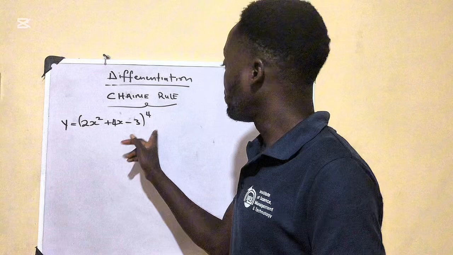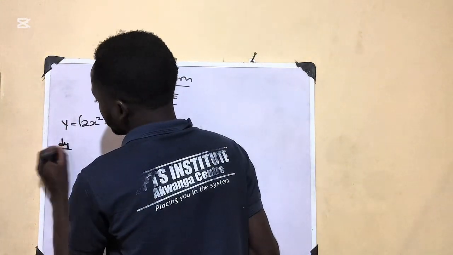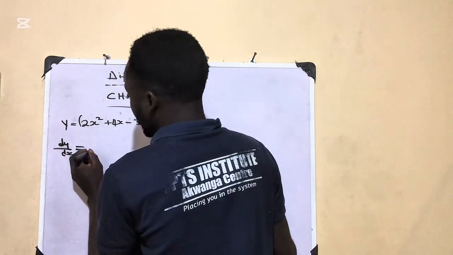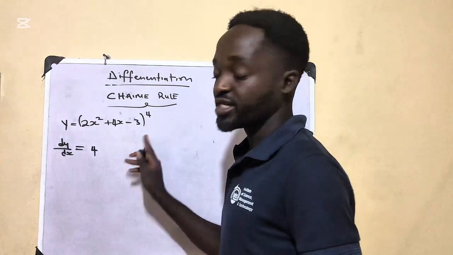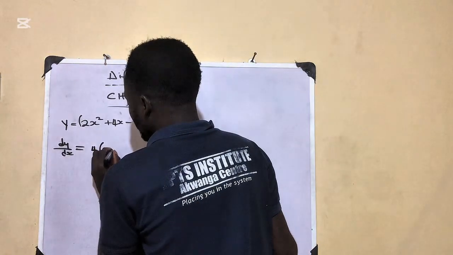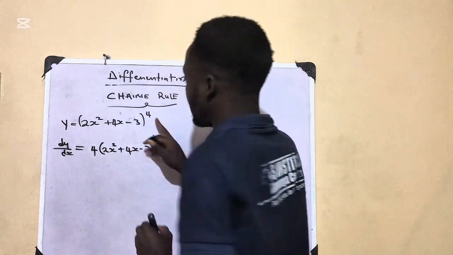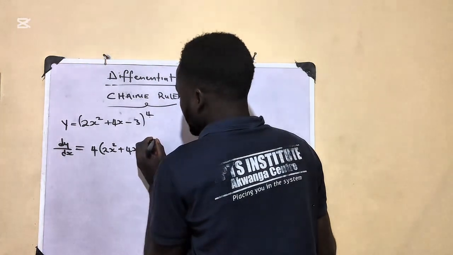Remember the power rule will bring down this power. So this is going to be, that means dy/dx is going to be, so we'll bring down the power. If we bring down the power, we're going to have 4 here. Then we'll subtract 1 from the power, but we are going to write everything that is inside the bracket as it is. So we'll have (2x squared plus 4x minus 3). Then remember I said we are going to subtract 1 from the power. 4 minus 1 is going to be 3. Okay, so this is going to be 3.